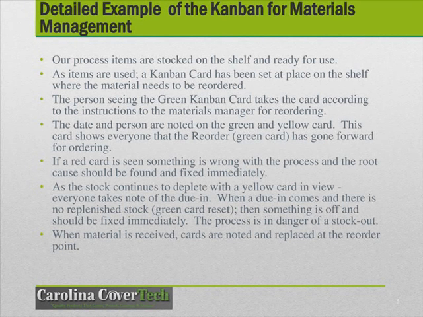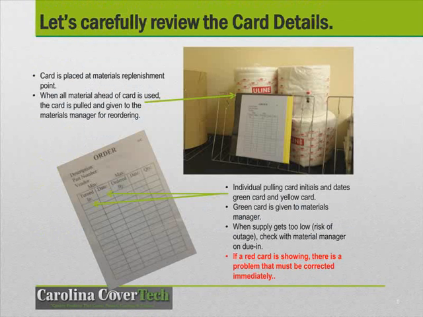As the stock continues to deplete, even with the yellow card in view, we can see when it's due in. If that due in date comes by and we don't have the replenishment, then we're starting to get concerned. We need to track things down. Something's off, and we need to fix it. Or if we see that red card, we need to do the same thing. So let's illustrate this a little bit better. So the card is in place at the materials replenishment point. When all the material ahead of the card is used, the card is pulled and given to the materials manager.